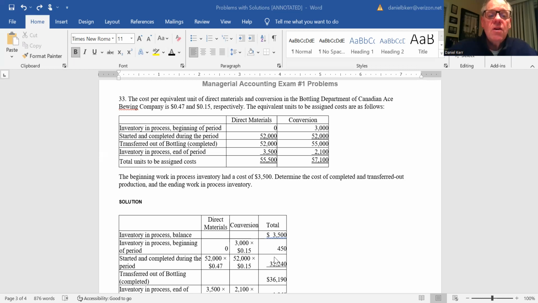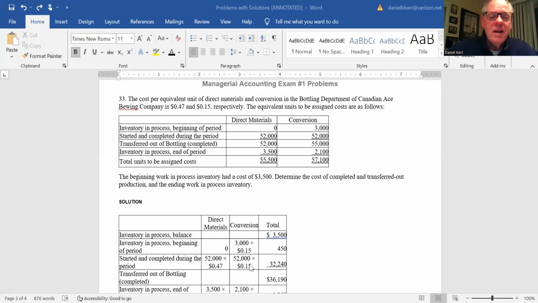Then the units that were transferred out were 52,000. Okay? Those were started and completed during the period. And you know that if they're started and completed, that means they're fully complete with regard to material and fully complete with regard to conversion.